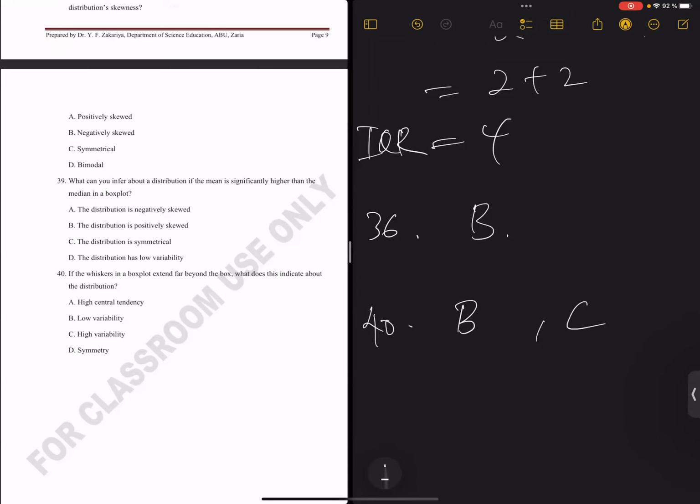In that question, why would they not indicate if it's the right whisker or the left whisker that extends beyond the box? No, they say the whiskers. That means the two of them. So the two whiskers. The answer is C. The answer is C.